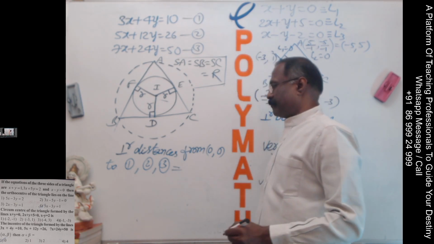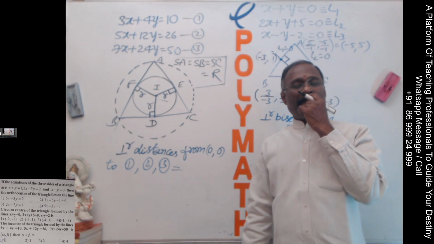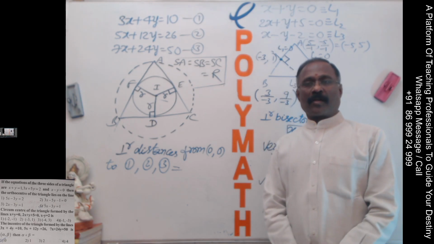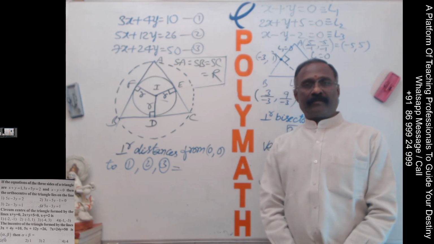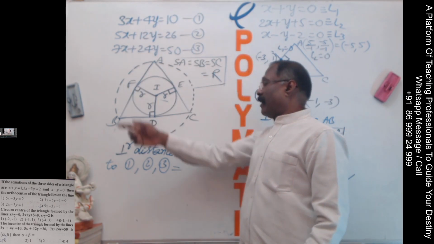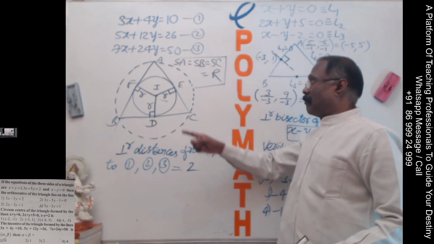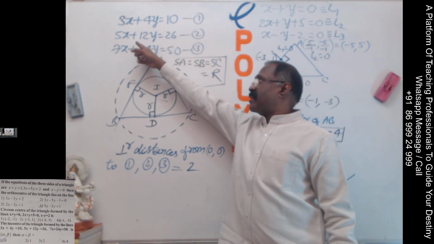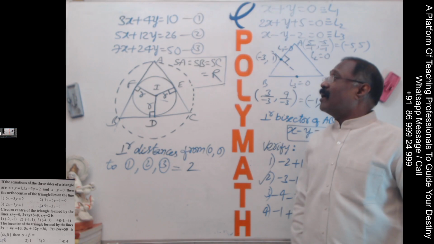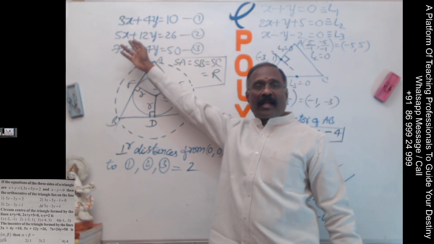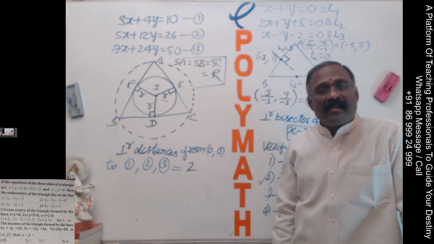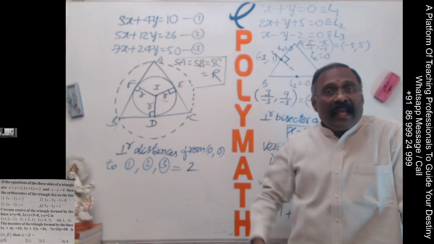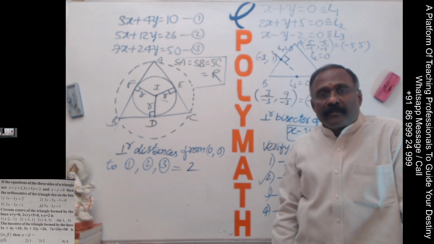Each is equal to. What is the perpendicular distance from 0, 0? Mod c by root a square plus b square. So 10 by 5, that is 2. Mod c by root a square plus b square: 26 by 25... 26 by 13, since 5 square plus 12 square is nothing but 169, under root is 13. So 26 by 13, again 2.